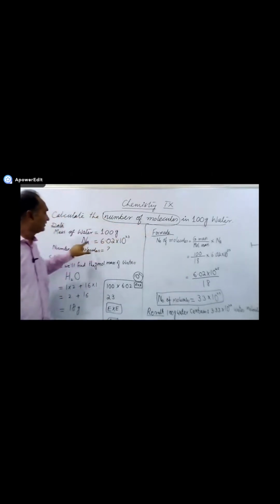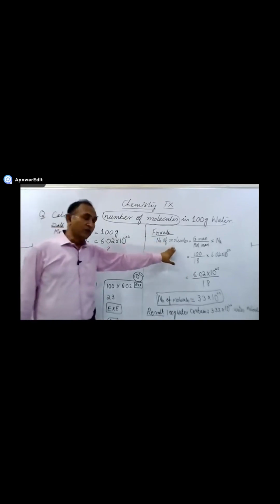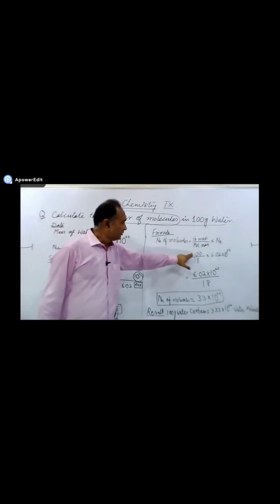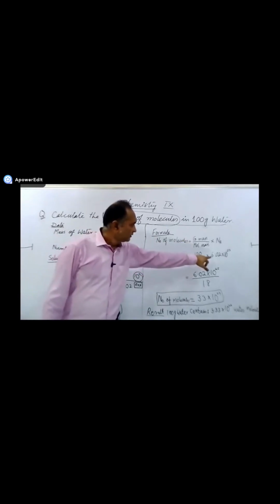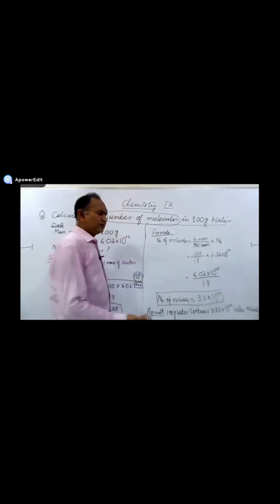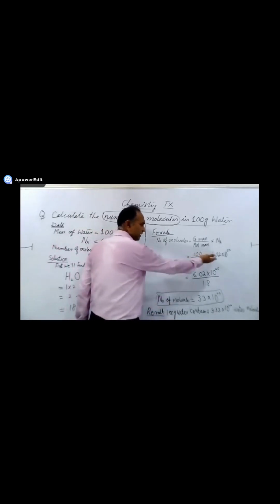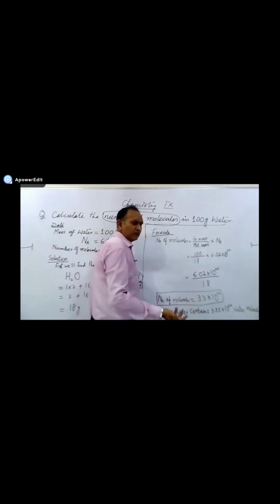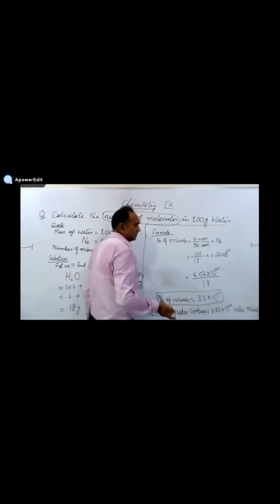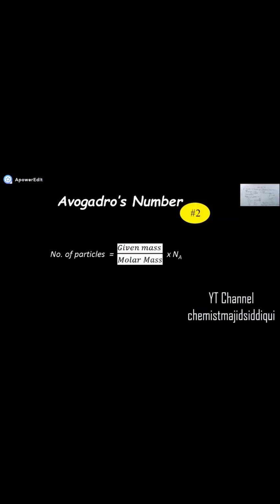Given mass, whenever it is asked number of molecules, this is understood, it will be given to you. Number of molecules to be found out. First we found the molar mass, the formula, we substituted the values, the value of given mass 100, molar mass is 18, 6.02, we multiply these two. It doesn't affect, either you first divide and then multiply, or you first multiply or divide one and the same thing, you will get the same result. Okay? So let's wind up the class.